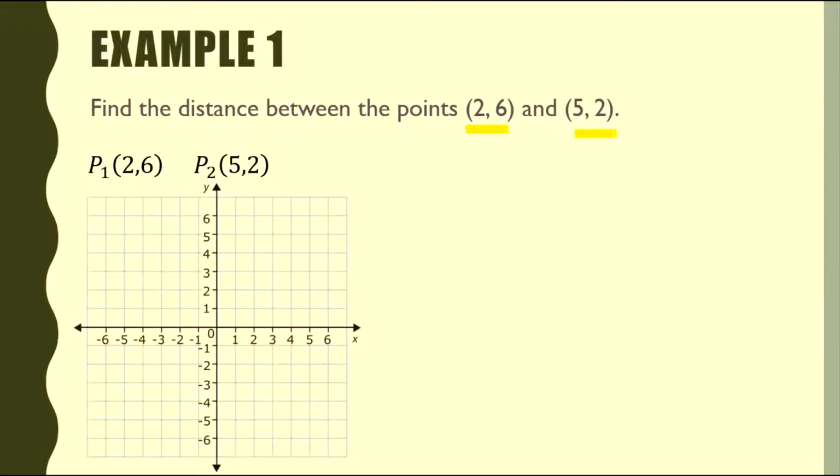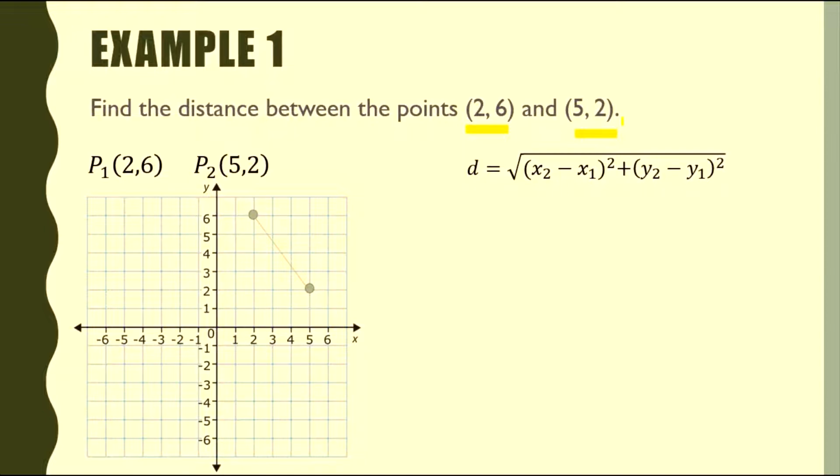Now if we are going to plot that in our Cartesian plane, you have the first point at 2, 6, and the second point at 5, 2. Now what we will be looking for is the distance between the 2 points, the straight line that can be drawn from point 1 to point 2. Now to solve that is first, we have to recall our formula, which is shown here.